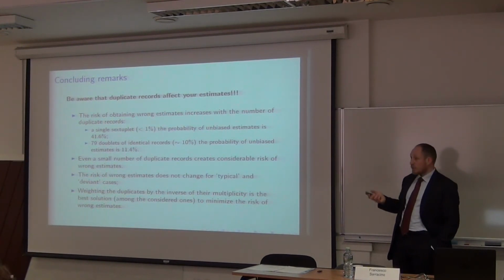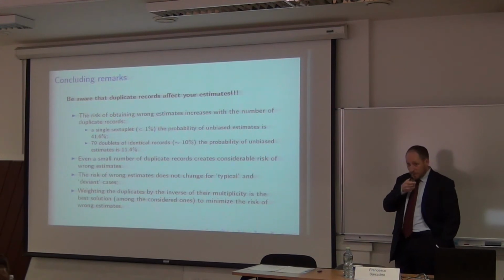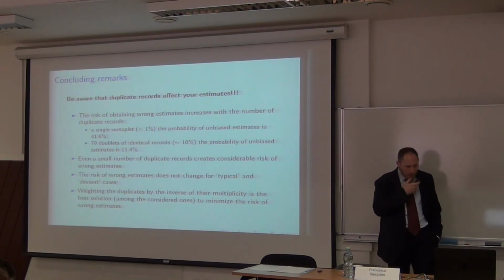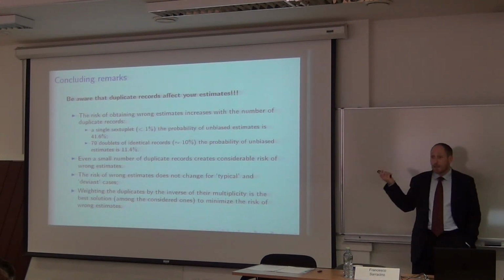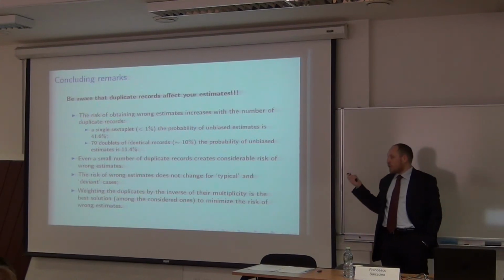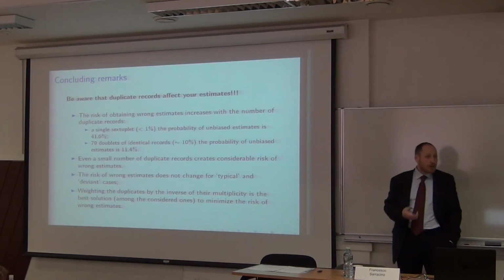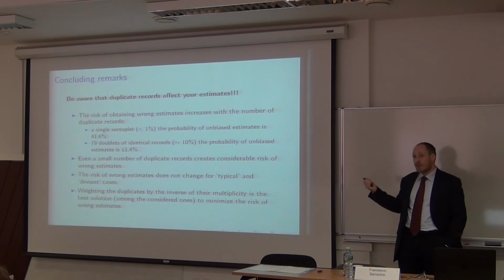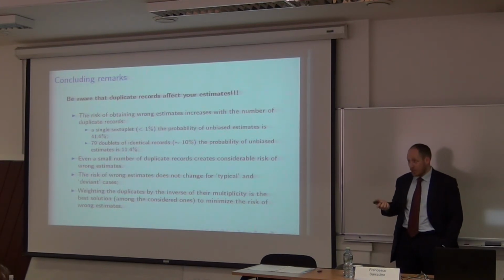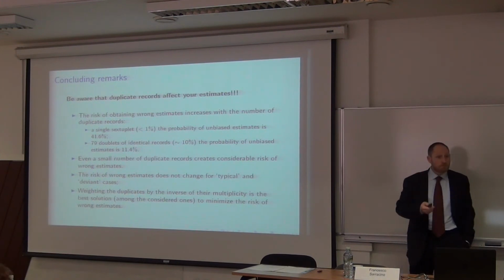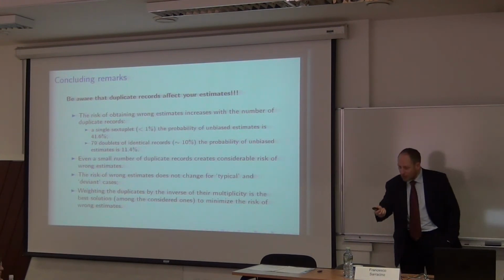Don't fear typical outlier cases. They are all bad the same. And the only good message I can give you is, in case of duplicates, weighting by the inverse of the multiplicity seems to work best. So, the policy implication.